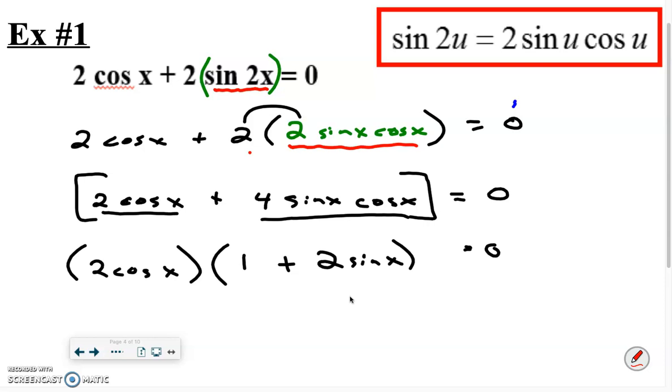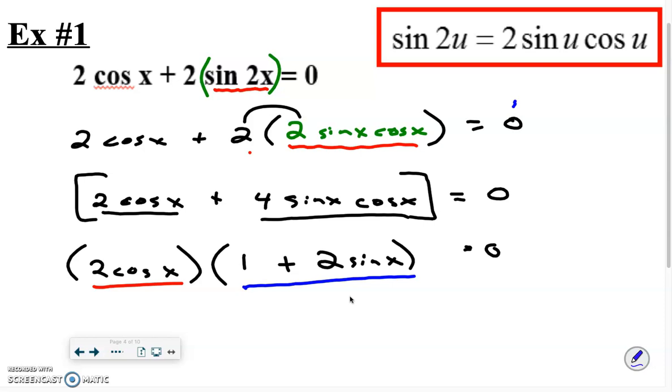We're looking to factor something out. What could I divide out? What's the common thing that I could divide out of both terms? We said that we could factor out or divide out 2 cosine x. So if I took 2 cosine x divided by 2 cosine x, that's how we got 1. If I took 4 sine x cosine x divided by 2 cosine x, that left us with plus 2 sine x.